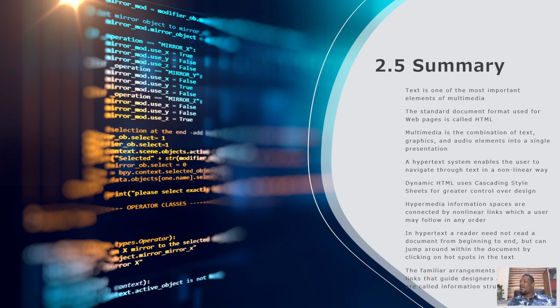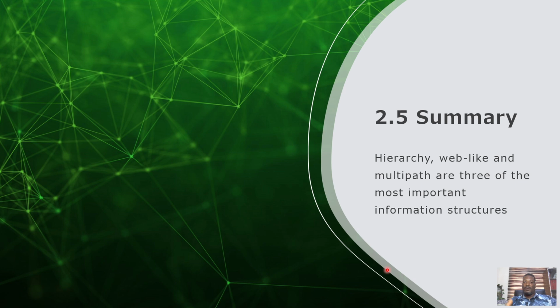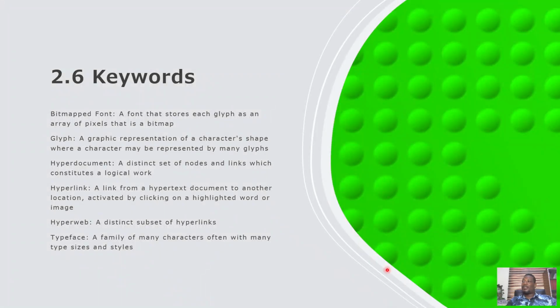The familiar arrangements of notes and links that guide designers as they work is called the information structure. Information structure is how information is structured, and what we can do to be able to visit each of these pieces of information. In summary, hierarchy, web-like, and also multipath are the three main important information structures. So please have that in mind. These are the keywords that we talked about.